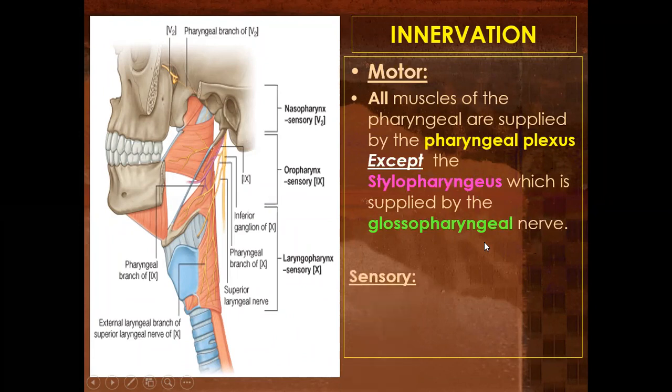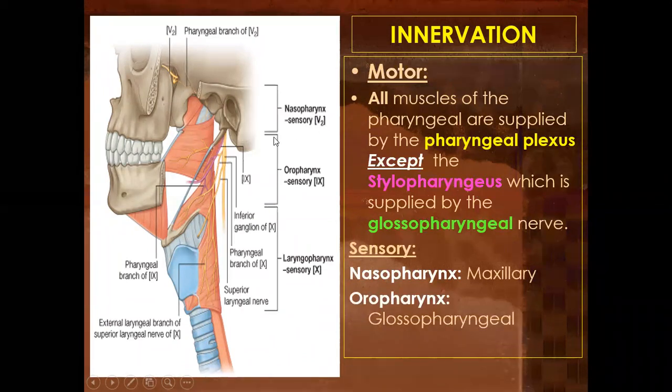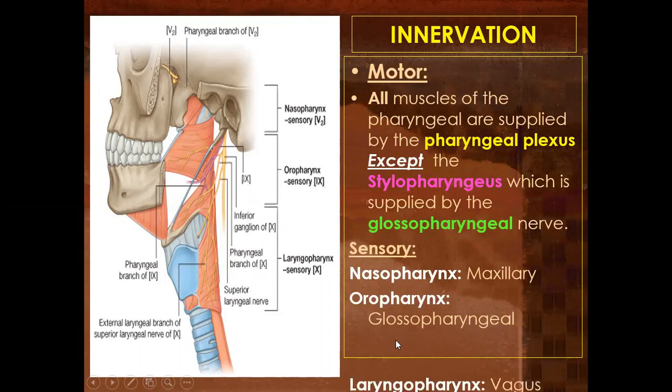glossopharyngeal nerve. Now coming to the sensory innervation. The nasopharynx will be supplied by the fifth nerve, that is the maxillary nerve. The oropharynx is supplied by the ninth cranial nerve, that is the glossopharyngeal nerve. And the laryngopharynx is supplied by the 10th nerve, that is the vagus nerve. So the sensory innervation of the lower part, the laryngopharynx, is by the vagus nerve; the oropharynx by the glossopharyngeal nerve; and the nasopharynx by the maxillary nerve.